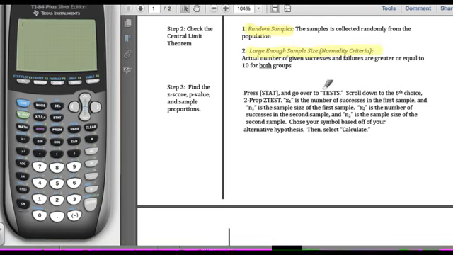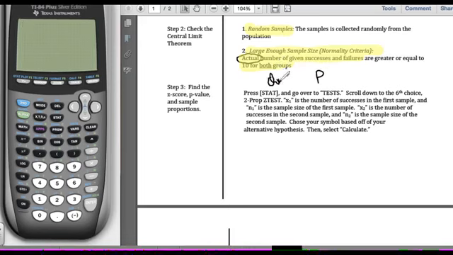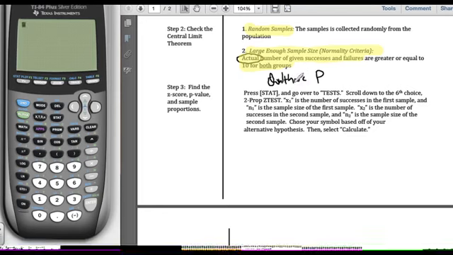And now, this time we're not going to use n times p and n times 1 minus p. We're going to use the actual number of given successes and failures are greater than or equal to 10 for not just one group, but for both groups. And I'm doing this because we won't have p. We don't have that, so we can't multiply the sample size times p because we don't know what that is. We're just going to use the actual number of given successes, find the failures, and make sure they're both over 10.